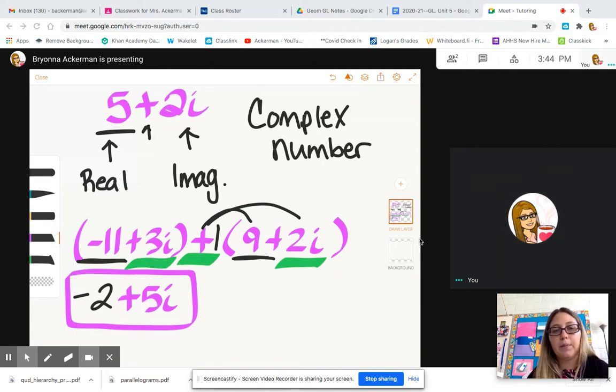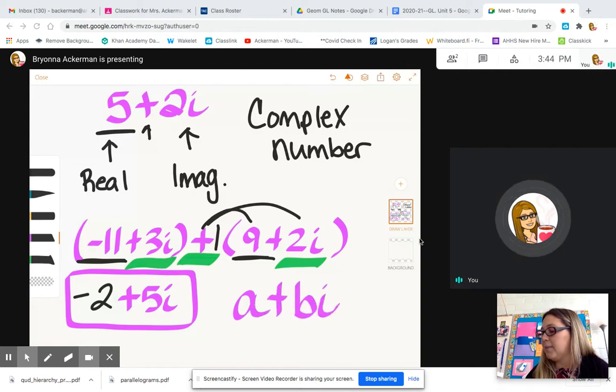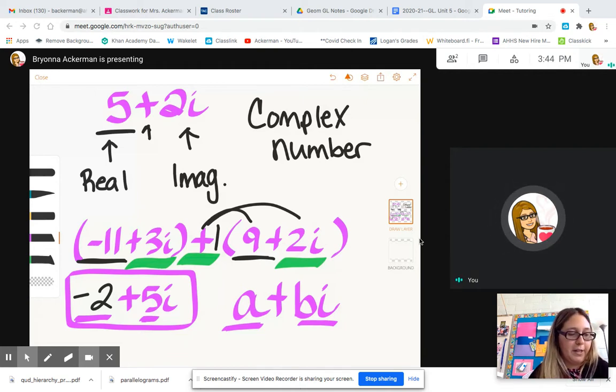Negative 2 plus 5i. Now, what I didn't mention earlier is that we like to write these in standard form. Standard form means that the real number comes first. If you ever see a plus bi, that just means that this a is the real part, and then this b is the one with the i. We always write it that way if we want standard form. Okay? So addition is super, super easy. You're just combining the real with the real and the imaginary with the imaginary.